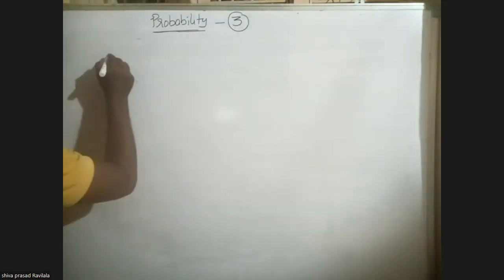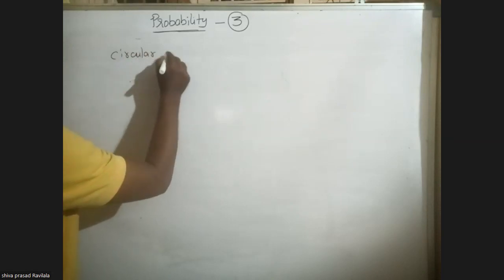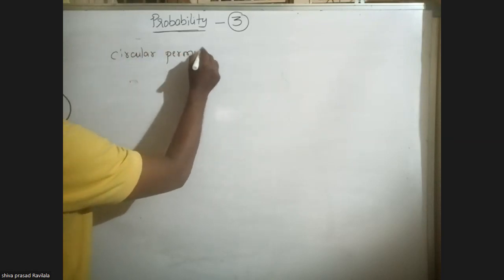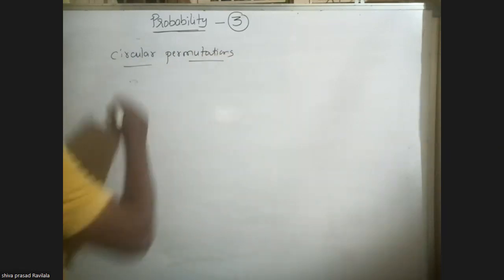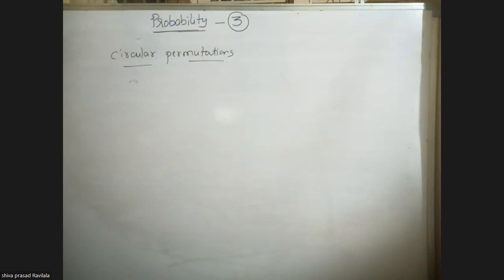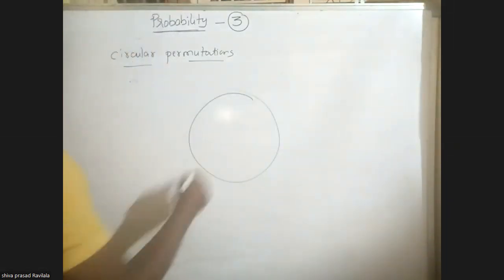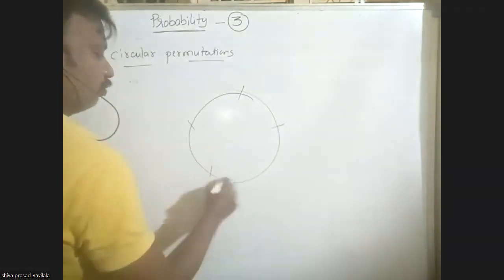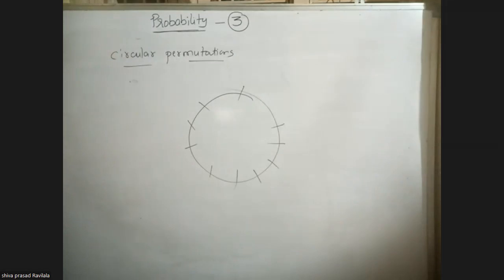They ask the circular permutation, very simple. Circular permutation: just arrange the objects in circular form. In this circular form, for example, I am taking some objects, 1, 2, 3, 4, 5, 6, 7, 8, 9, like that I am arranging.